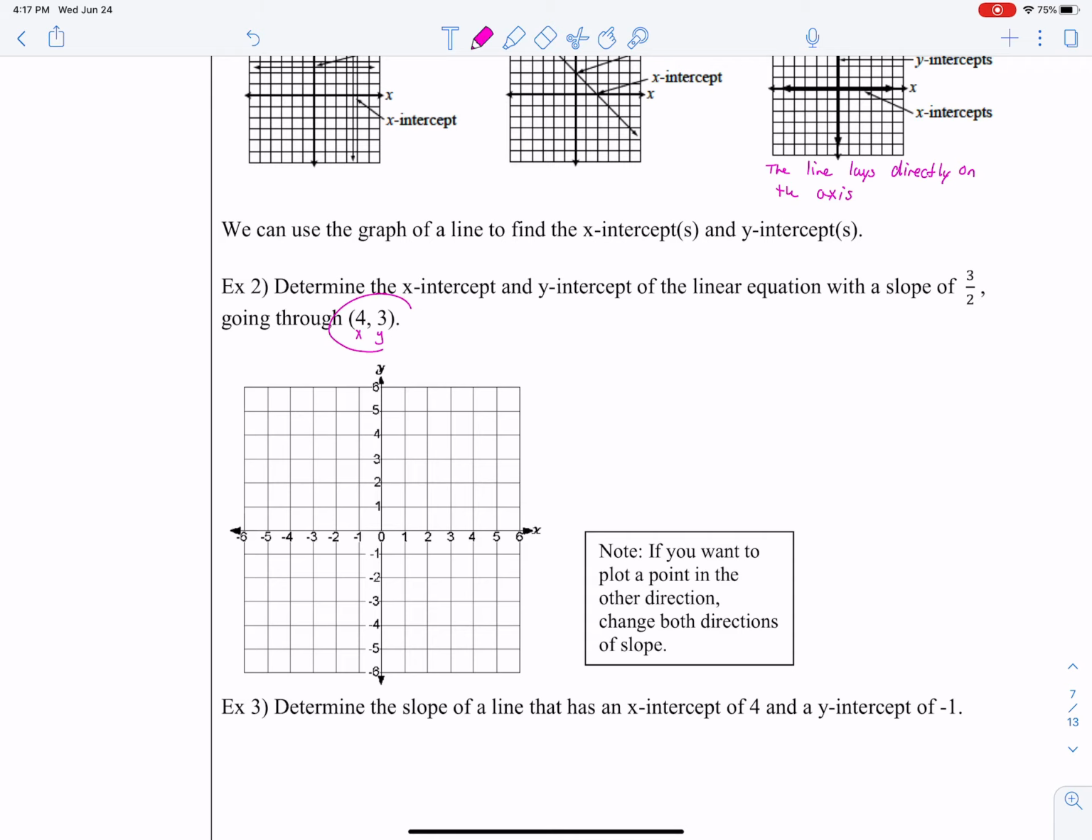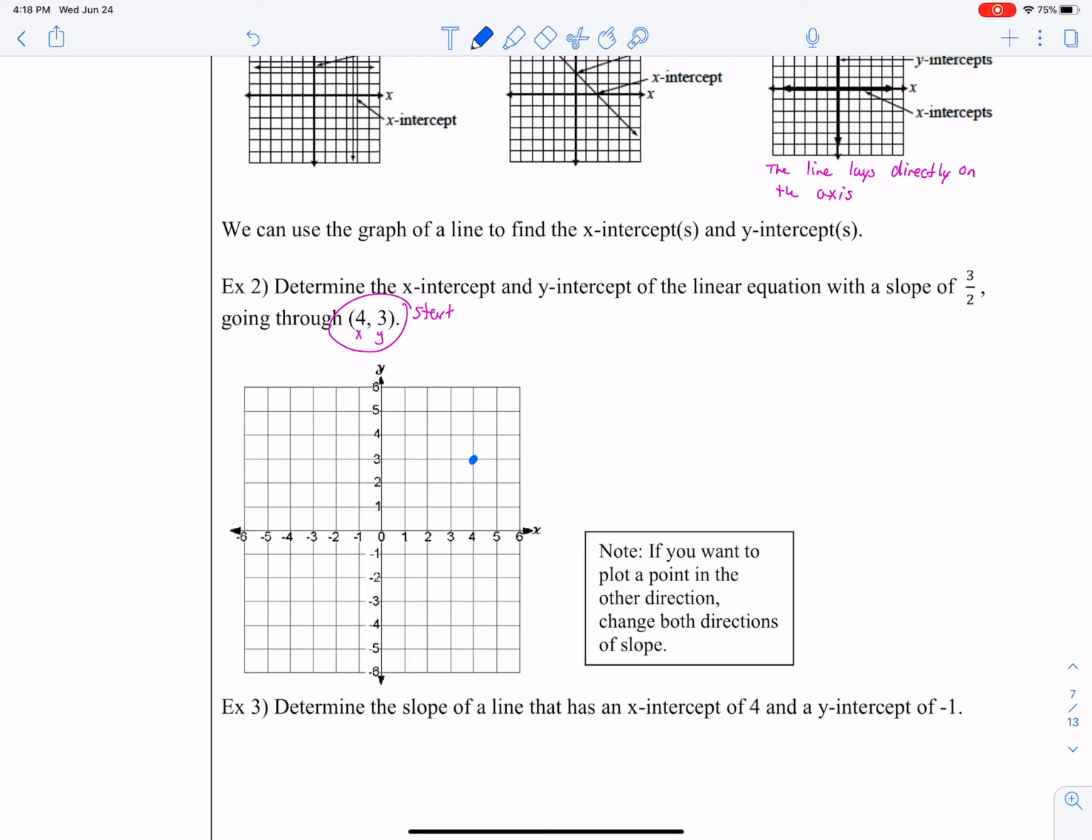You're going to start with your point, and we're going to plot that first. This is at (4, 3). So we go to 4, then up to 3. And that's going to be our starting point.